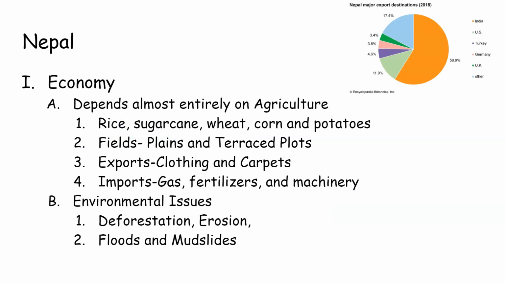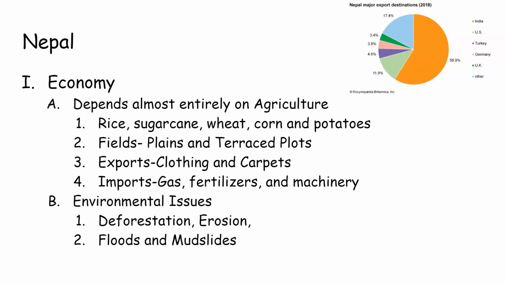Economically, Nepal is almost entirely reliant upon agriculture. And most of that agriculture tends to happen in the southern part of the country. Rice and sugarcane, as well as wheat and corn and potatoes, are grown. You will see fields, especially in the plains in the south, but you'll also see them terraced on the sides of hills. And certainly this would allow for more agriculture to take place, even though you're seeing a big change in the physical geography.